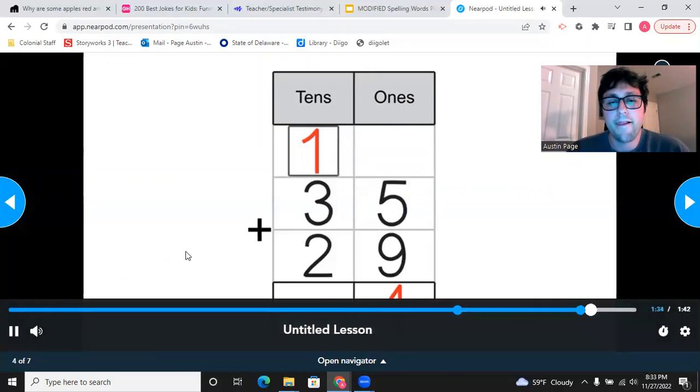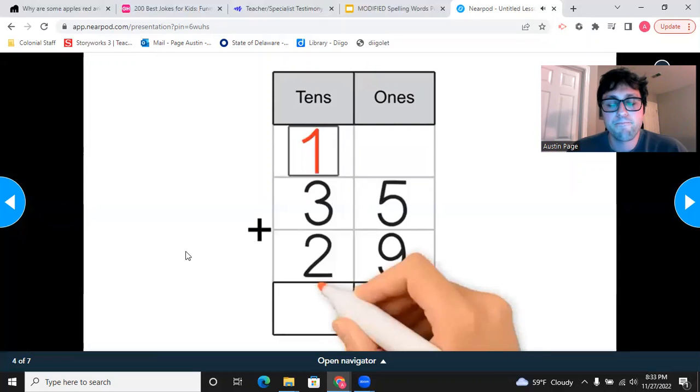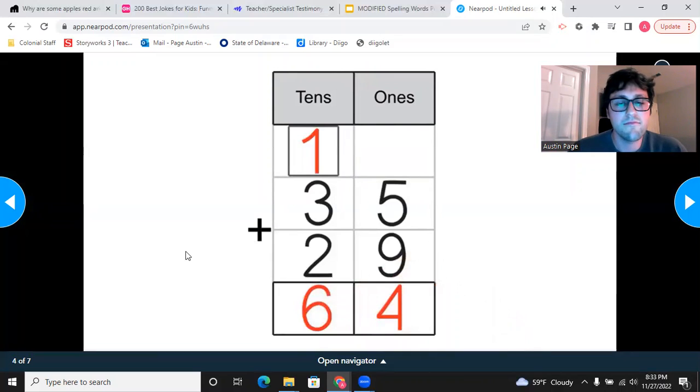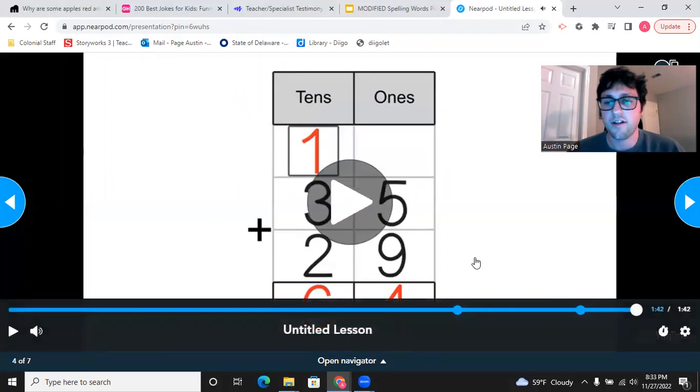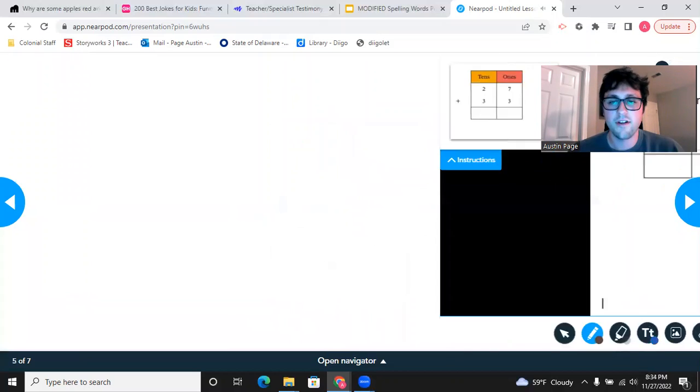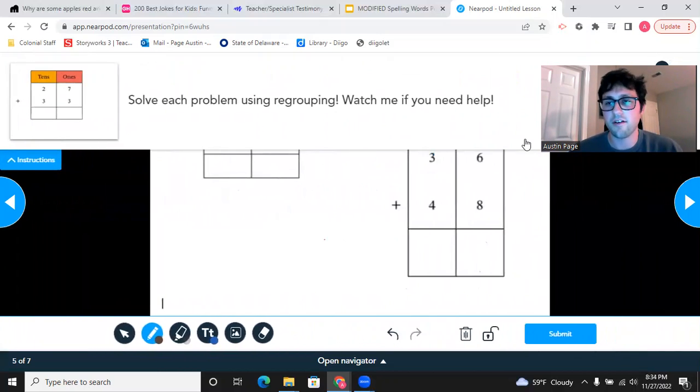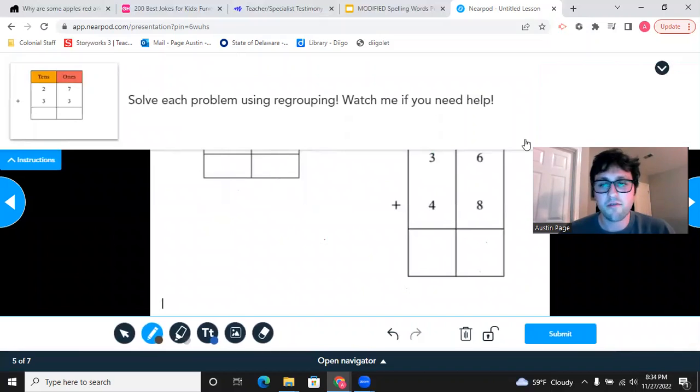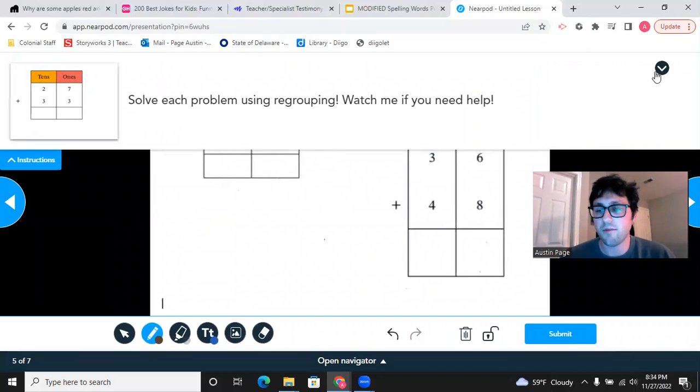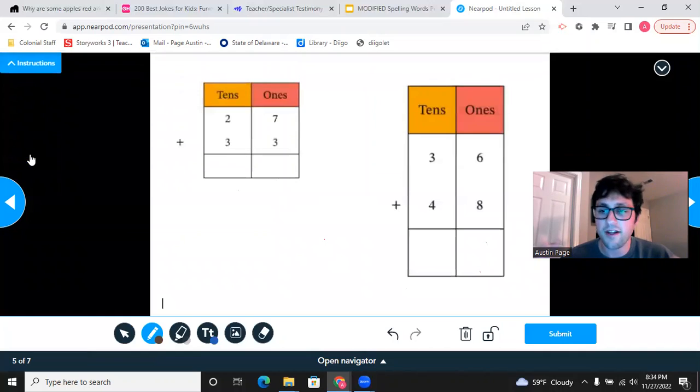Then we add the tens. 1 plus 3 plus 2 is equal to 6. 35 plus 29 equals 64. Awesome. So here are some problems right here. Solve each problem using regrouping. Watch me if you need help. So what I mean is you can watch me right now if you need some help as you're following along.